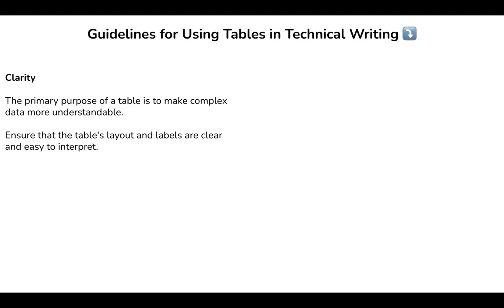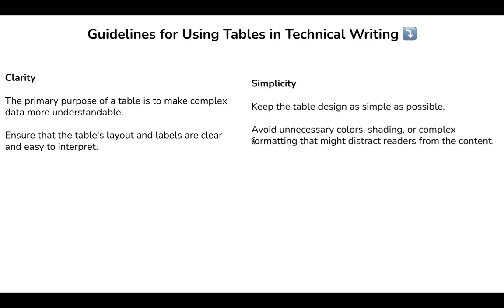Again, clarity. The primary use of a table is to make complex data more understandable. So you should ensure that the table's layout and labels are clear and easy to interpret, right? So the next one is simplicity. You should keep the table design as simple as possible. So avoid unnecessary colors, shading, sorry about that, shading or complex formatting that might distract readers from the content. So keep it simple and straightforward.